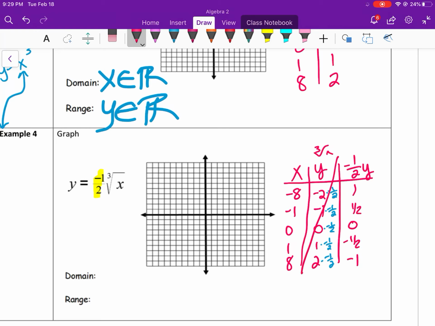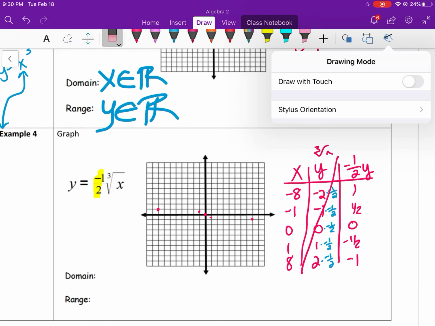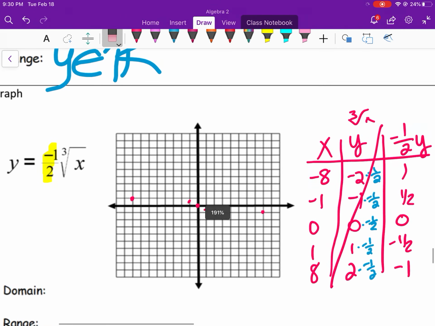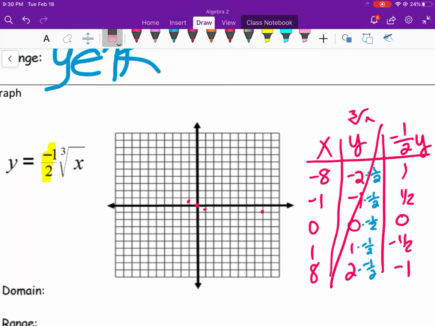And then graph the first and last column. So (-8, 1), (-1, 1/2), (0, 0), (1, -1/2), and (8, -1). So you'll see, if I zoom in here, connect this.